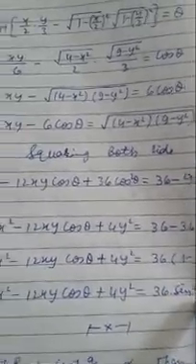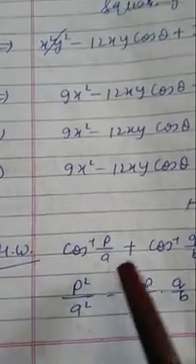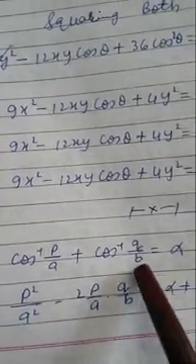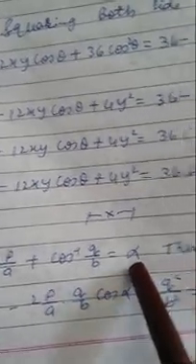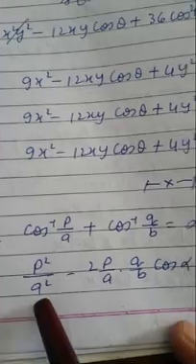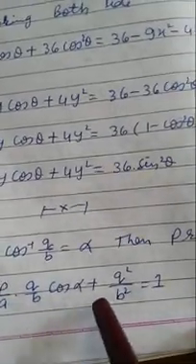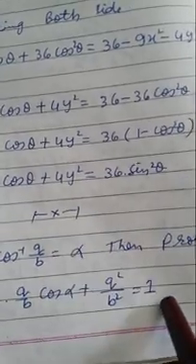This is a very important question for your final examination. This is the homework question for you. Cos inverse P upon A plus cos inverse Q upon B is equal to alpha. Then prove that P square upon A square minus 2P upon A Q upon B cos alpha plus Q square upon B square is equal to 1.